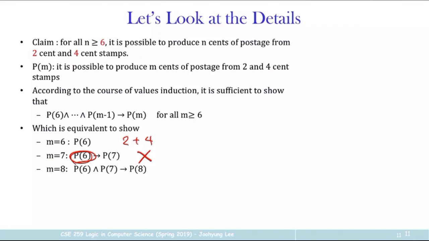What about the other cases? So when n equals 8, that means you have m equals 8. So this means P of 6 and P of 7. So we have two induction hypotheses. Among them, I'm going to use only P of 6. Okay? So P of 6 means assume 6-cent postage can be made. And can we create 8-cent postage? Yes, just add one 2-cent stamp. What about m equals 9? In this case, I will rely on this one. So we assume that 7-cent postage can be made, and we can create 9-cent postage. Done. And this reasoning goes on forever.